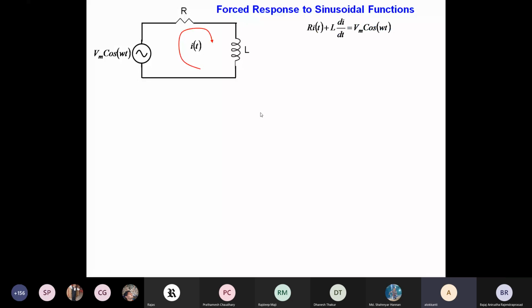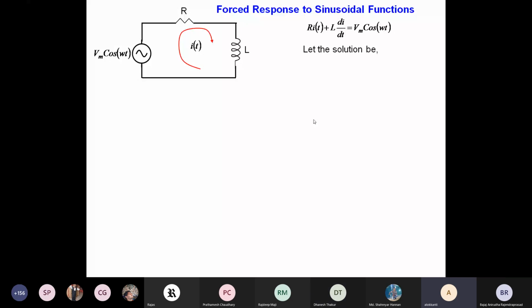So you know that it will basically lead to this type of differential equation. The drop through R is Ri, the drop through L is L di/dt, and this is equal to the voltage source. Now we will have to solve this. I think all of you can solve it also.